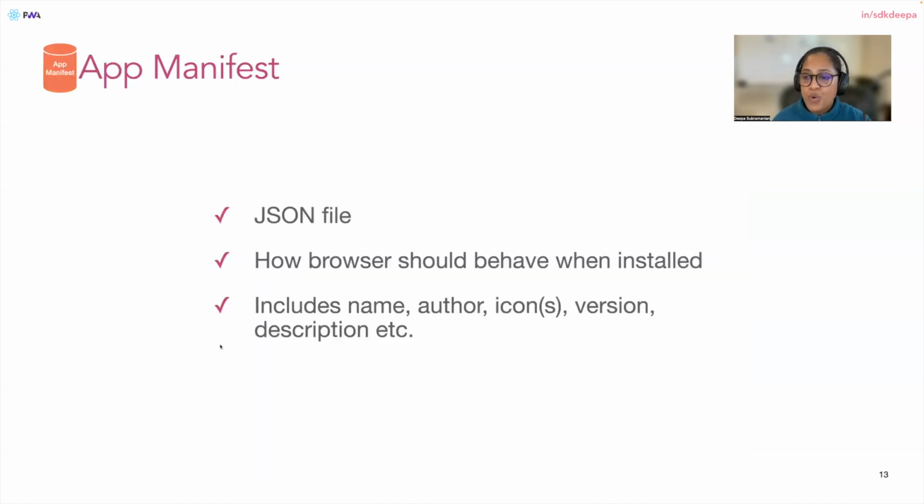So now let's move on to the next pillar, which is the app manifest, which is nothing but a JSON file. And it tells the browser how a progressive web app should behave when the user installs the application, right? It is a key value pair. It's very similar to your package.json file. It has a name, it has icons, it has a description, etc.